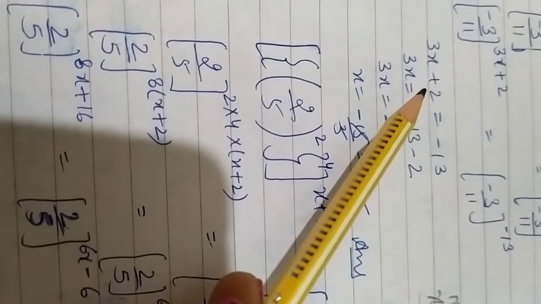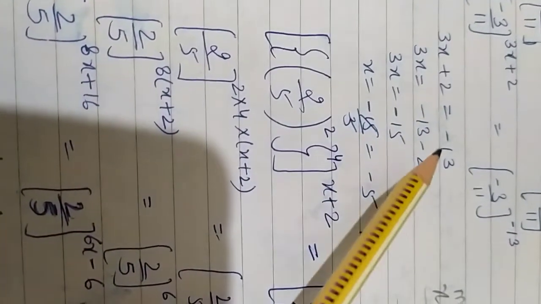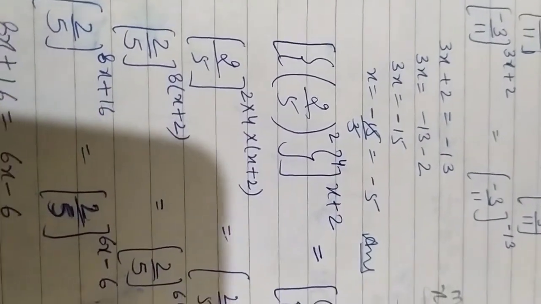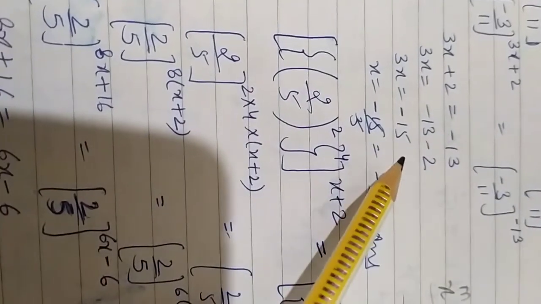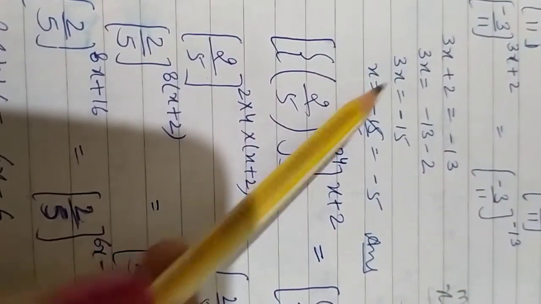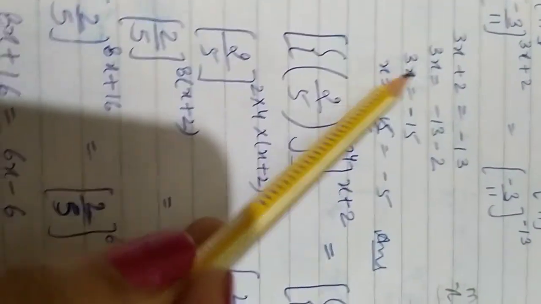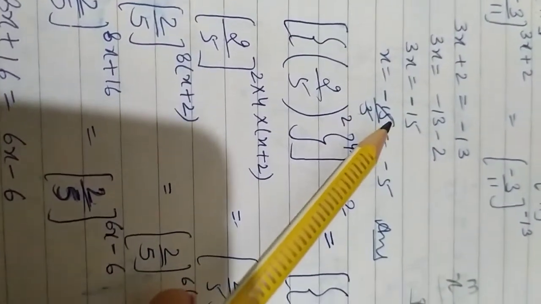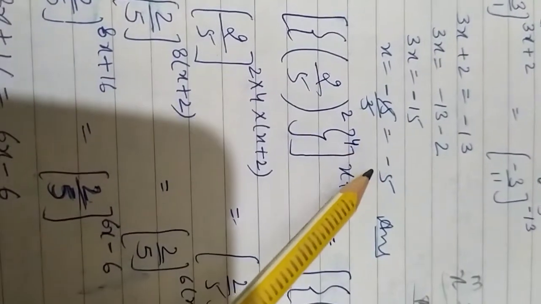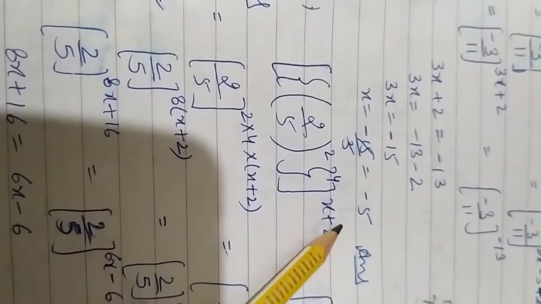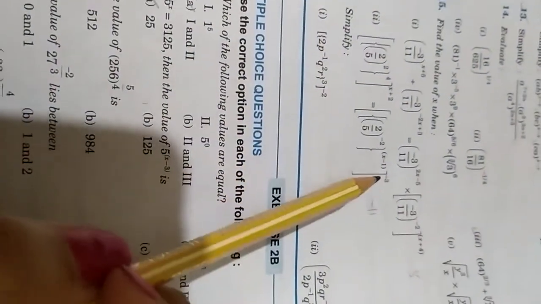So 2 is positive, if it comes here, minus 13 minus 2 will be minus 15. So 3 will come in division because it is in multiplication. So 3 fives are 15. So the answer will be minus 5. Clear? So in this way you can find the value of x.